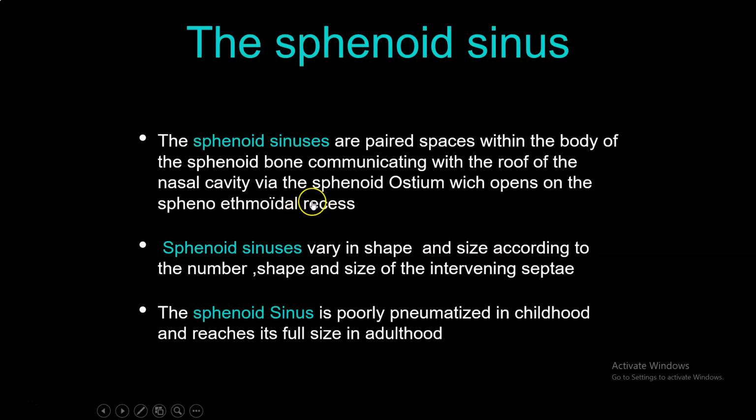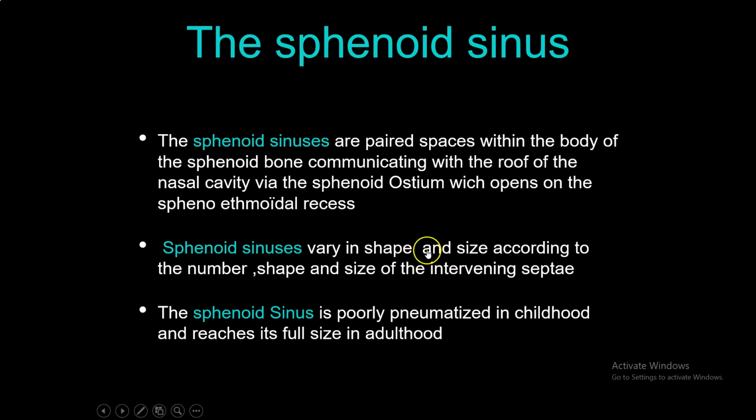Above, or medial to, the superior turbinate, there is a part called the sphenoethmoidal recess, and this is where the sphenoid ostium, the opening of the sphenoid, opens. The sphenoid sinuses vary in shape and size according to the number, shape and size of the intervening septae. So inside the sphenoid sinus we have bony septae that divide the sinus and change its shape from one patient to the other, and we will discuss it in detail.